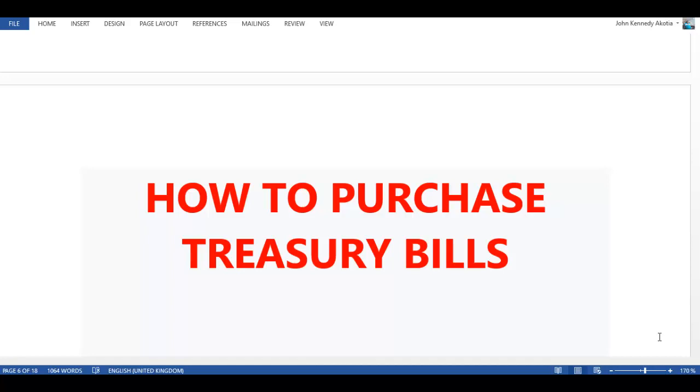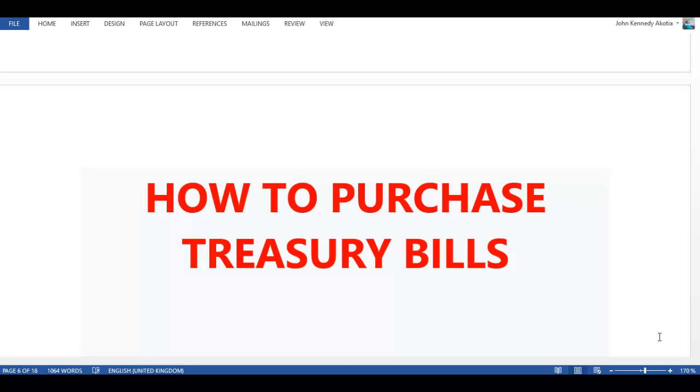Then the other way of purchasing is the secondary market. If you don't have so much money to invest as the huge investors and the institutional investors, and let's say you have just 100 Ghana Cedis, 200 Ghana Cedis, 50 Ghana Cedis, and you want to venture into Treasury bills, you cannot buy from the primary market. So you need another market, and that is the secondary market.